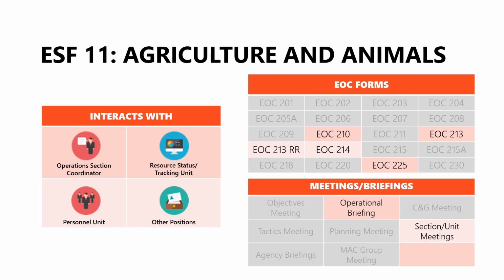ESF 11 is going to ensure coordination of mass care services to provide for the safety and well-being of household pets and service animals during evacuations and sheltering by coordinating with other agencies such as the Humane Society, Animal Services, vet hospitals, etc. They're also going to work with all necessary agencies to provide nutrition assistance needs and to provide the safety and security of the commercial food supply by coordinating with other agencies such as the Farm Bureau, local farms, and other natural resource providers.